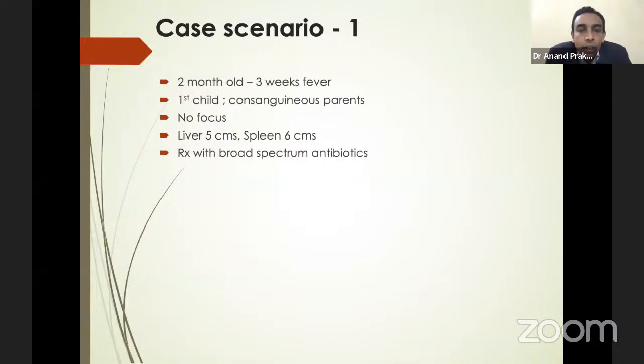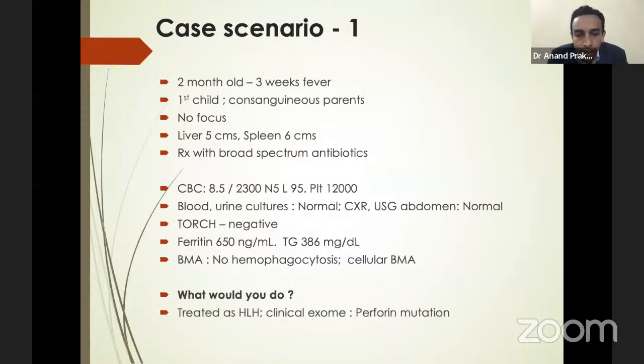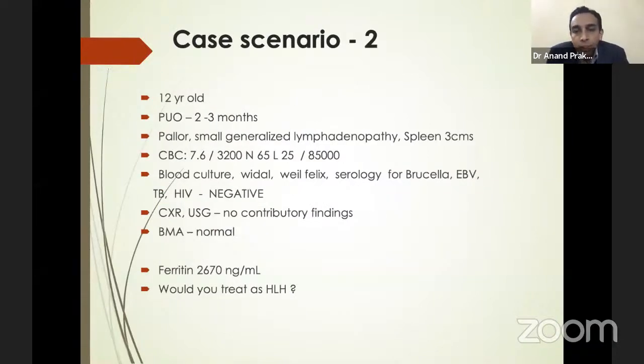This 2-month-old with 3 weeks of fever, first child to consanguineous parents, no focus of infection, came in with a large liver and spleen, treated already in the primary pediatric center with multiple broad spectrum antibiotics, came to us with pancytopenia. A lot of infection workup had been done, everything negative, marginally elevated ferritin, definitely elevated triglycerides, and the marrow has not shown hemophagocytosis, right? It just shows a cellular marrow. So what do we do here? Do we rule off the diagnosis of HLH? Of course not. This child was treated as HLH, and later we were able to prove that this was a perforin mutation. So the absence of hemophagocytosis clearly doesn't rule out HLH, and we wouldn't wait for repeat marrows to show it.